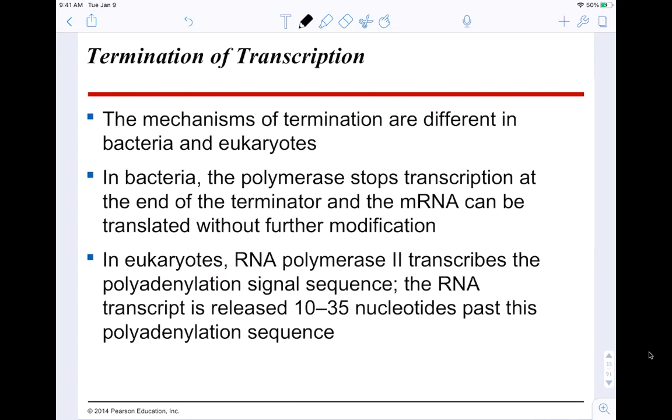So in eukaryotes, RNA polymerase 2 transcribes the polyadenylation signal sequence. The RNA transcript is released 10 to 35 nucleotides past the polyadenylation sequence. And we're going to talk about that in a second.